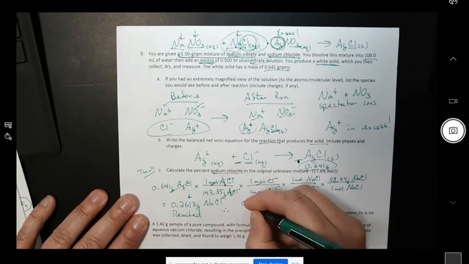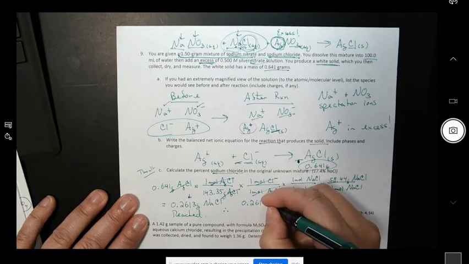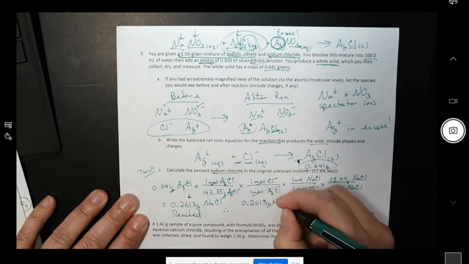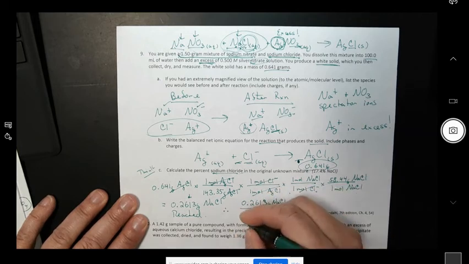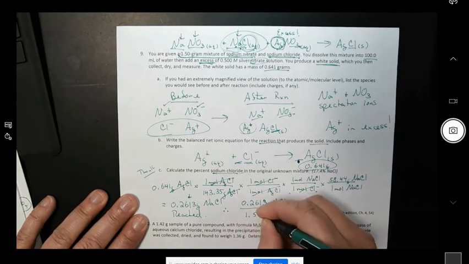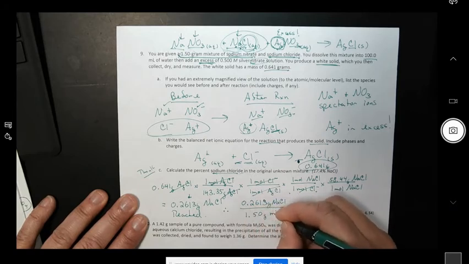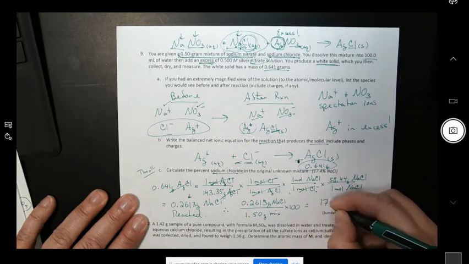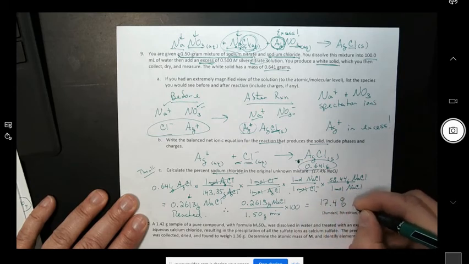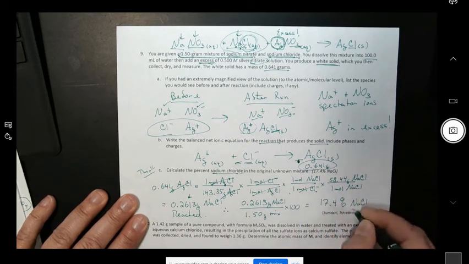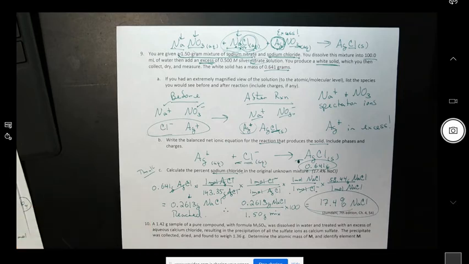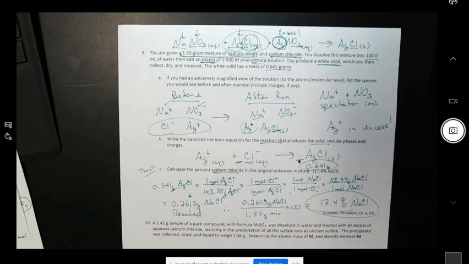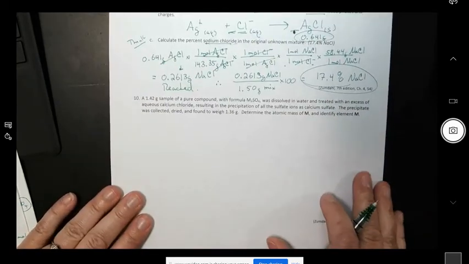Therefore, if I take that 0.2613 grams of NaCl over my 1.50 gram of my mix times 100, I get 17.4% NaCl in that original mixture. Done and done. Take a really good look at that. I think that's an excellent AP question. And we're going to do the very last one.